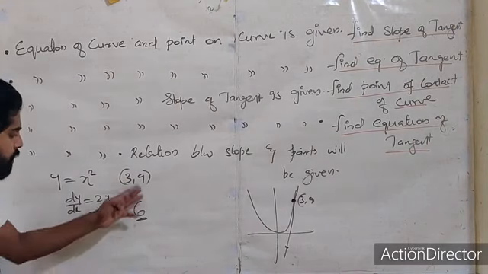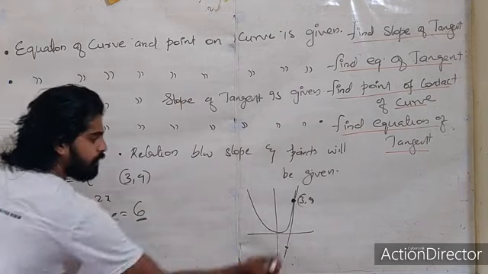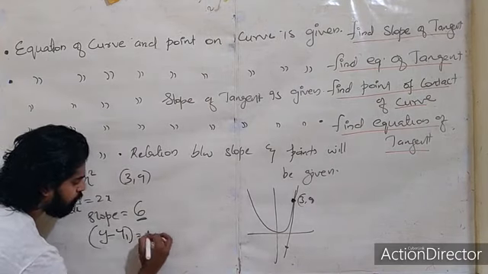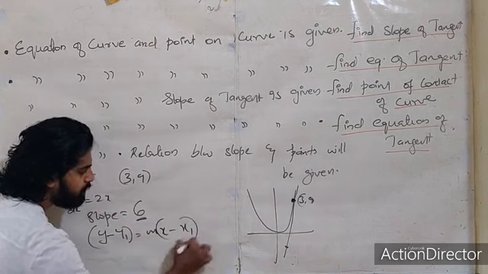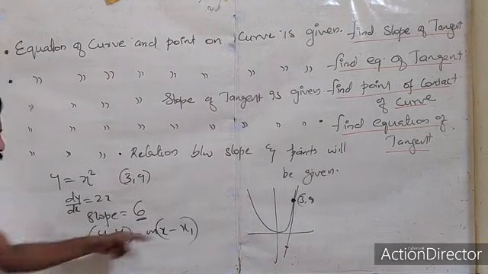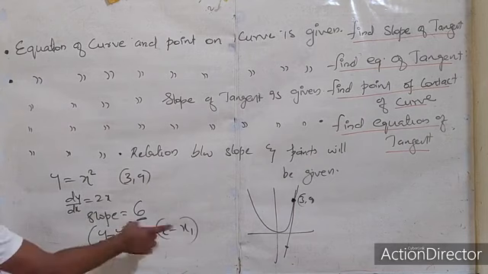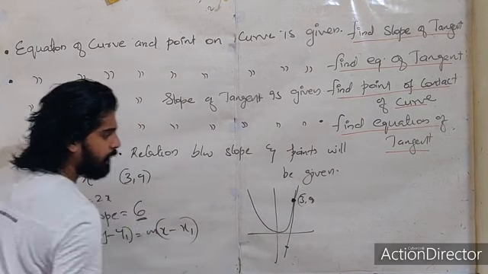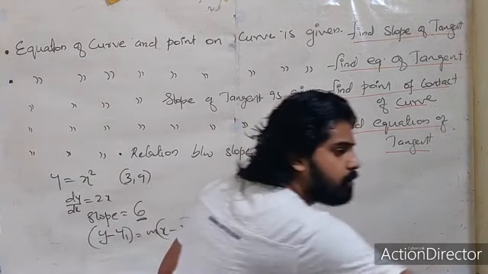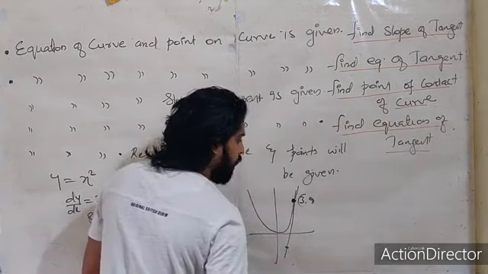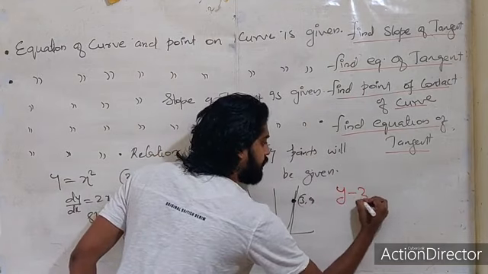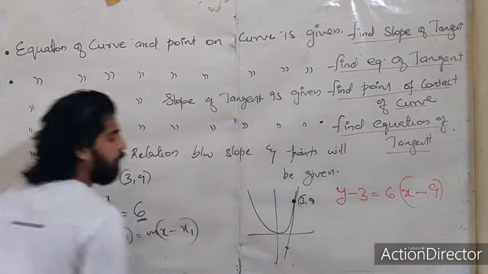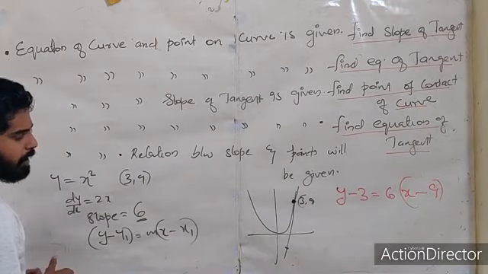Now you need to find the equation of this tangent line. y minus y1 equal to m into x minus x1. This is the formula we use to find the equation of tangent. This is point slope form. So y minus y1 means y minus the y coordinate, which is 9. So let's write it over here. y minus 9 is equal to 6 into x minus 3.